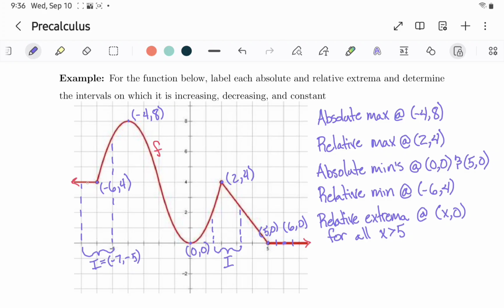And similarly, the same can be said for the left-hand side of the graph of f, where it again becomes constant. For x less than -6, f is constant for all x less than -6. So again, we are going to have relative extrema at points of the form x, comma, 4 for all x less than -6.